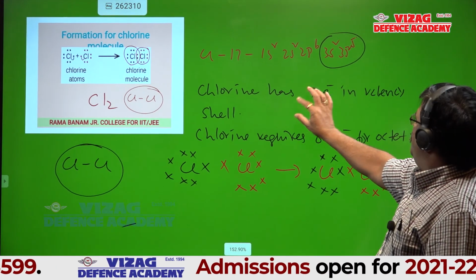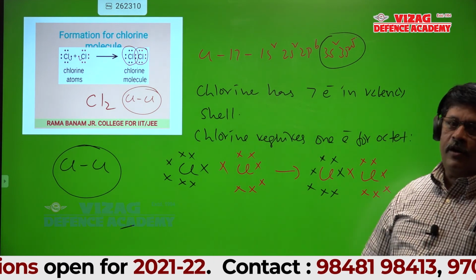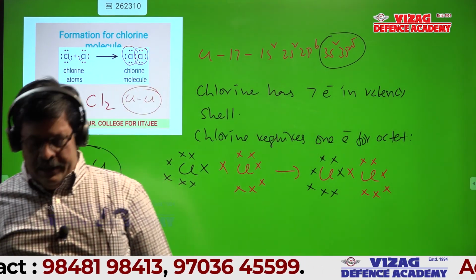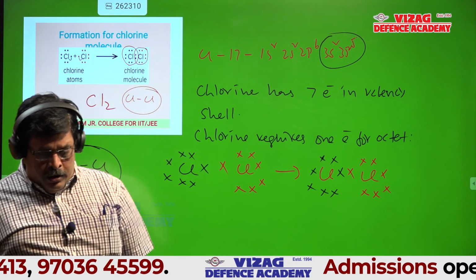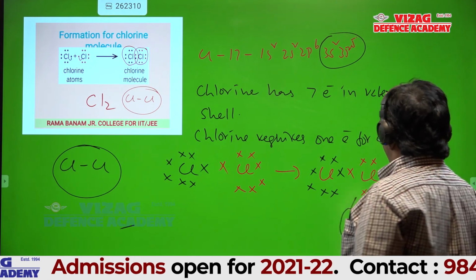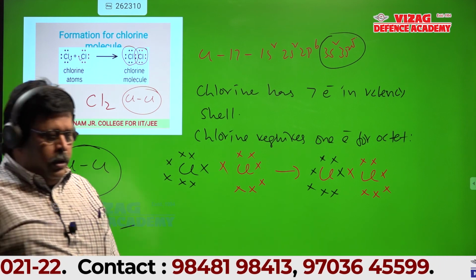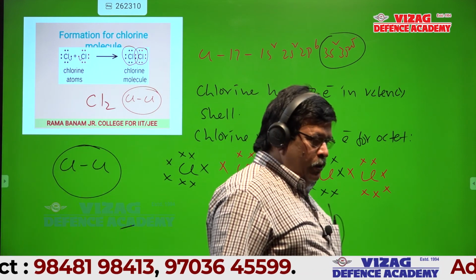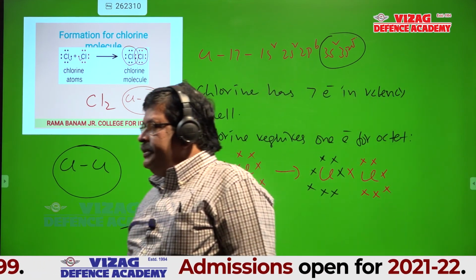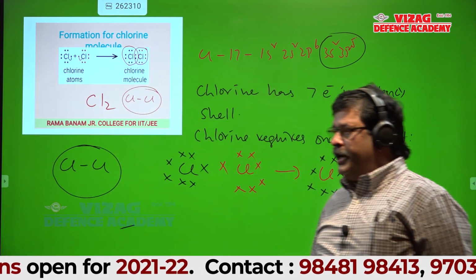What does it mean? Chlorine has 7 electrons. Chlorine requires only 1 electron for octet. Write that point: chlorine has 7 electrons in the valency shell, so it requires only 1 electron for octet.